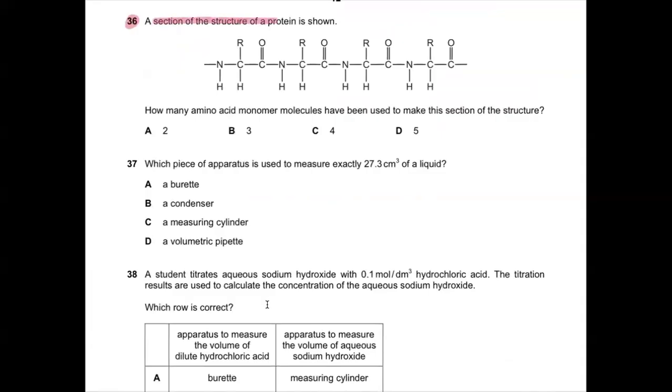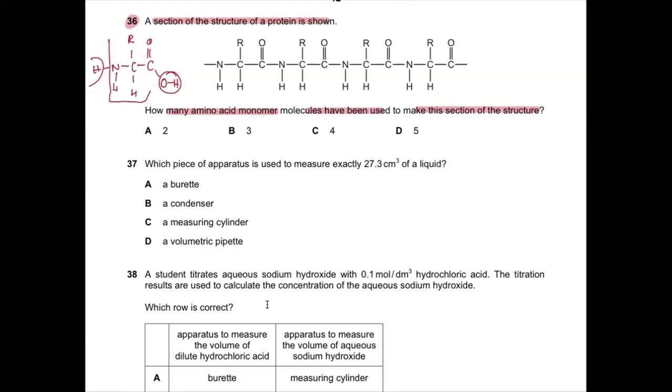Now, MCQ number 36. A section of the structure of a protein is shown. How many amino acid monomer molecules have been used to make this section of the protein? So you see the monomer amino acid. That amino acid starts from this. From there, the hydrogen is removed. This one has one R chain and one H, and over here, C double bond OH, and from here, the OH is removed.